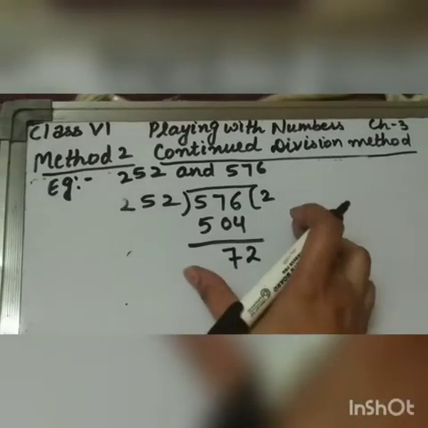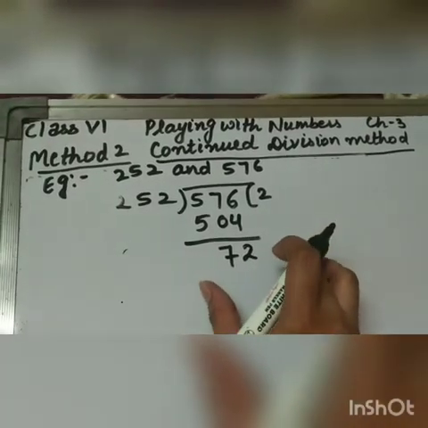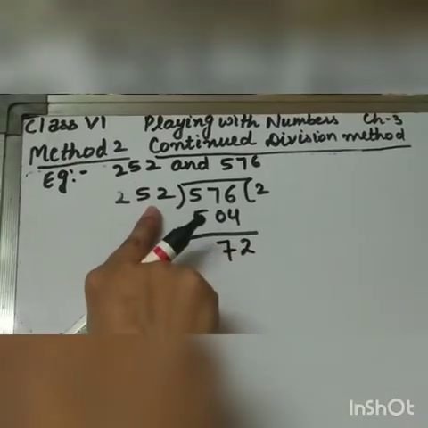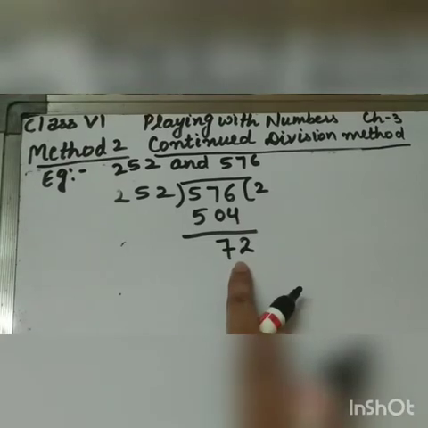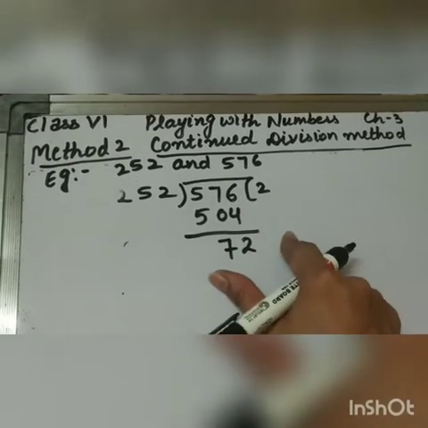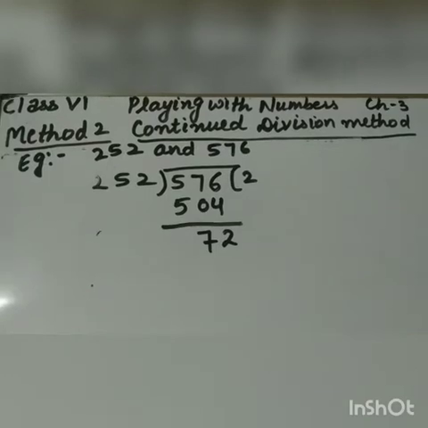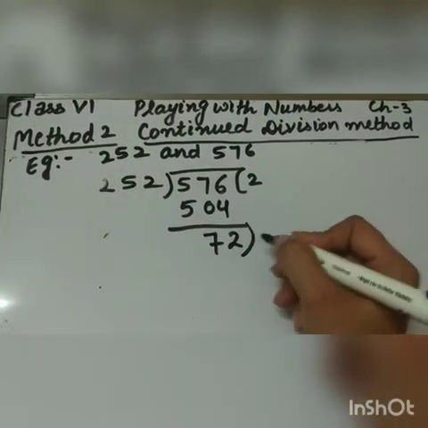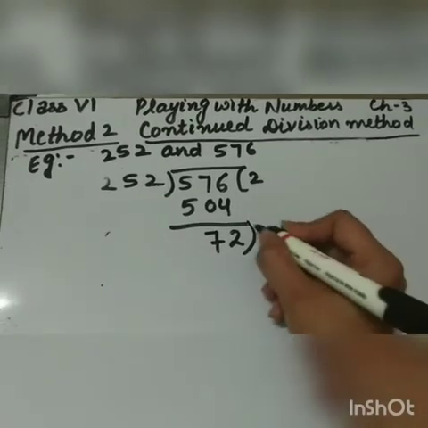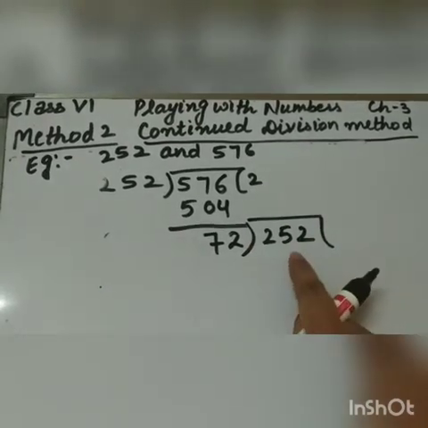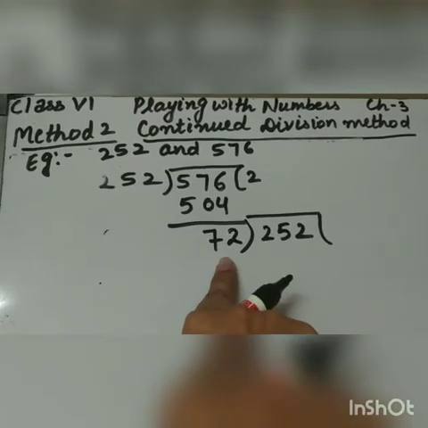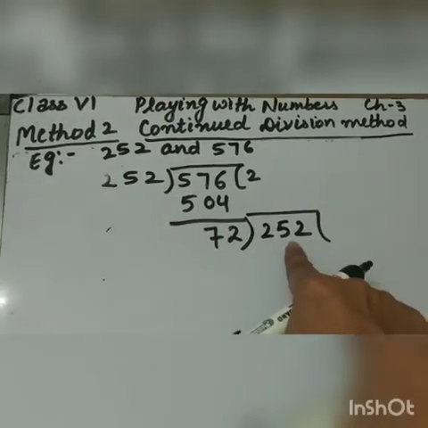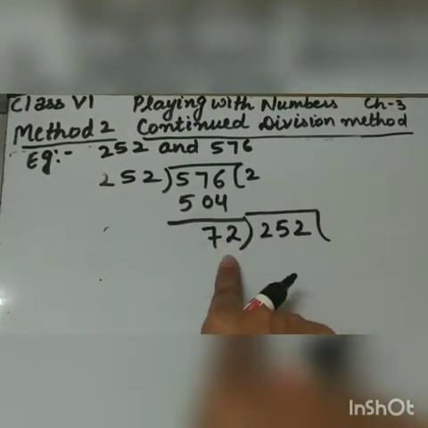Now, if the remainder comes out to be 0, then the smaller number is the HCF. But here the remainder is 72. So we divide the divisor by this remainder. I'll divide 252 by 72, because 72 is the remainder and 252 is the divisor. So this divisor will become our dividend and this remainder will become our divisor.